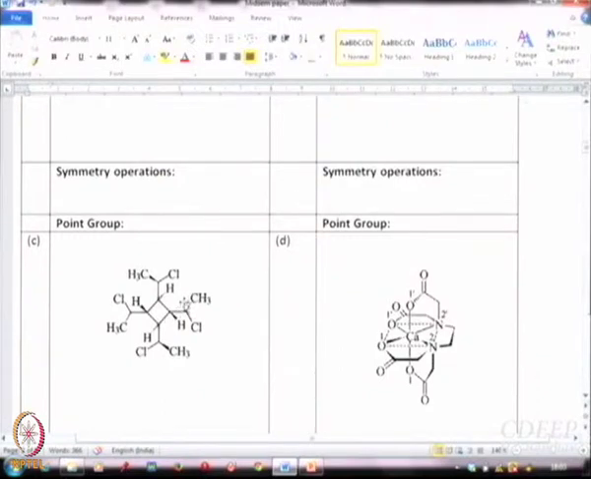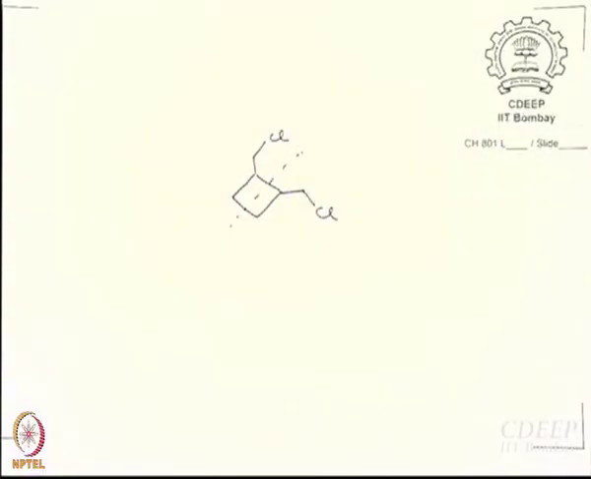Understand what happens if I perform a C2 about this? I just draw this. What you are saying is, you are saying this is a C2. Now you perform the C2 operation, it is not a symmetry operation, right?